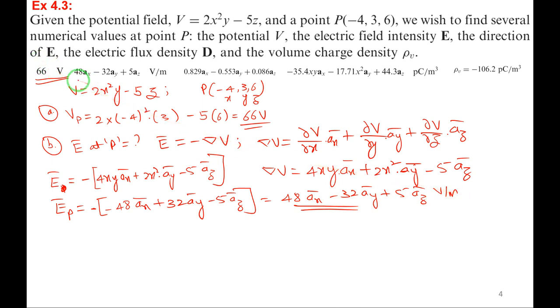So part B is also over, right? This is over: the potential V and the electric field intensity E. Then next, the direction of E vector. We want the direction of E vector. So for part B we have the E vector, right? Already we have E vector at point P. So the direction of E vector, let me call it AE vector, because the vector is directed along the field.